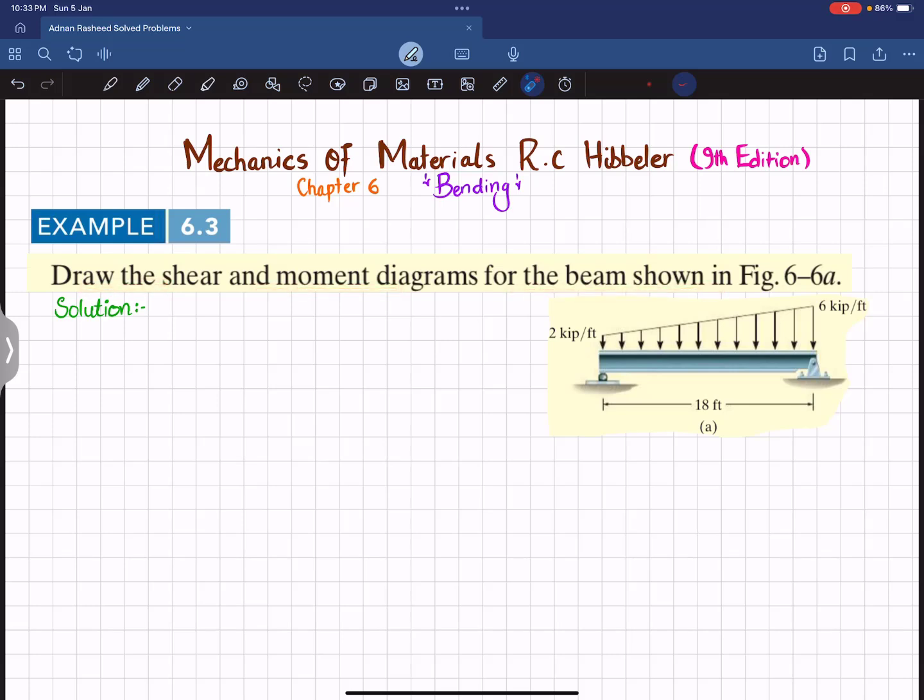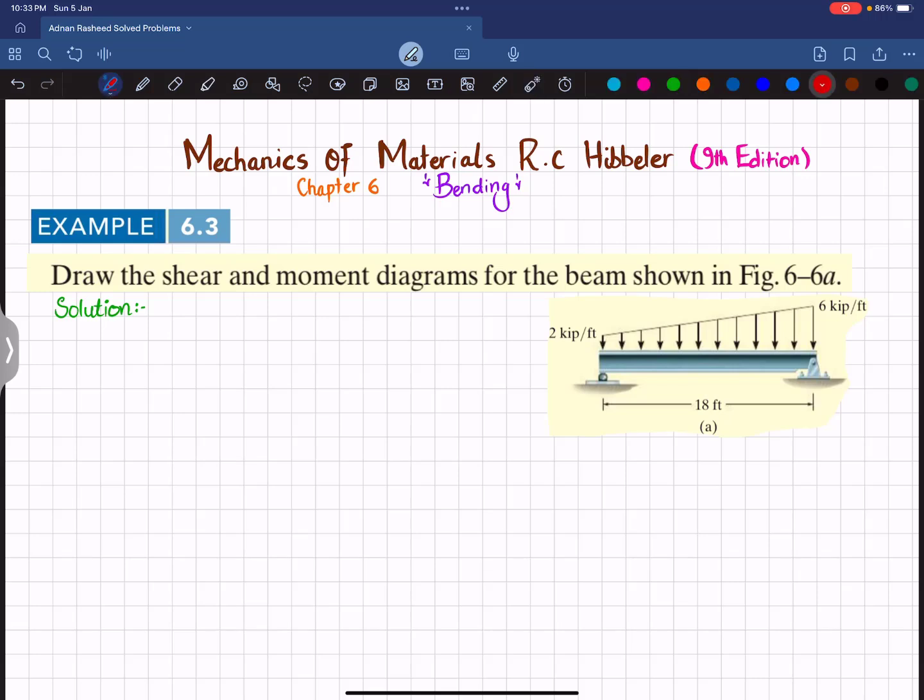So you can see this is a simply supported beam having a distributed load acting over the length of 18 feet, and we will divide this distributed load into a triangular load plus a rectangular load. So let's start with the solution.